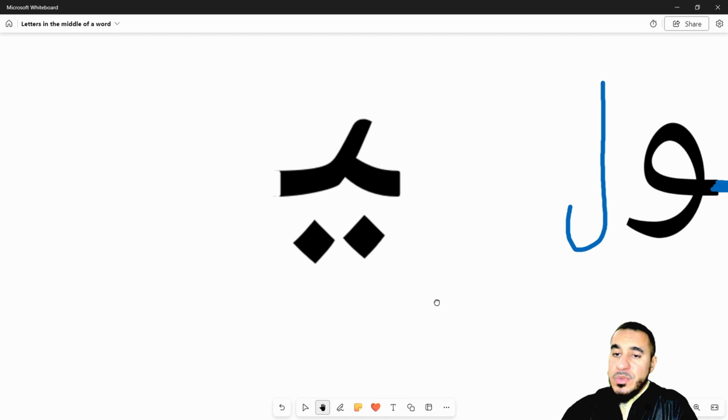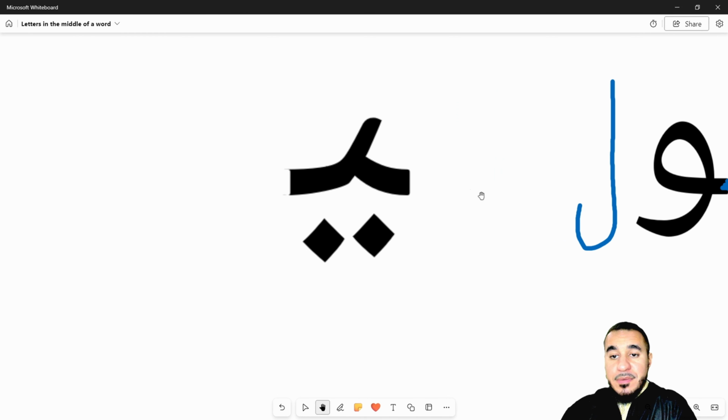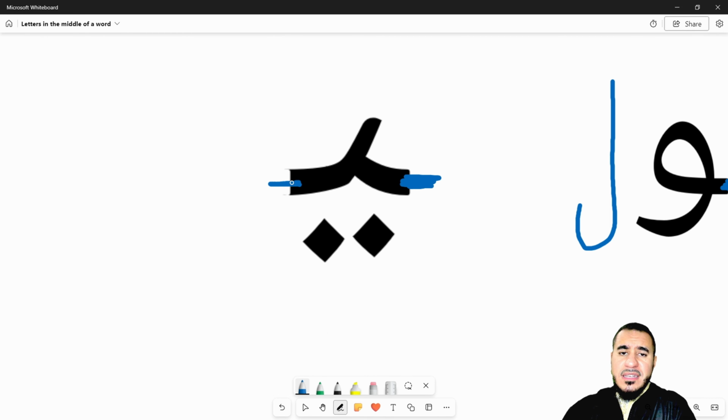And the ya, we said, is the same shape as the ta, ba, tha, and the noon. Okay? It's the same shape as those four letters, meaning that it will physically connect on this side and on this side. Okay? It's the same shape as those other four letters. However, it has two dots beneath it. That's how we can identify that this letter is the ya.